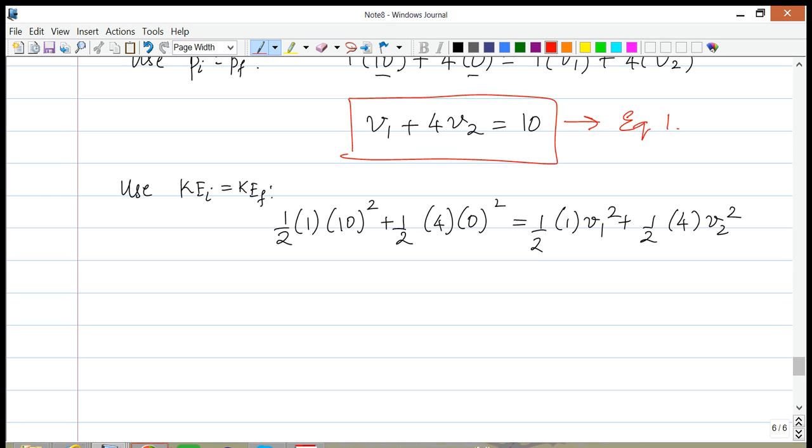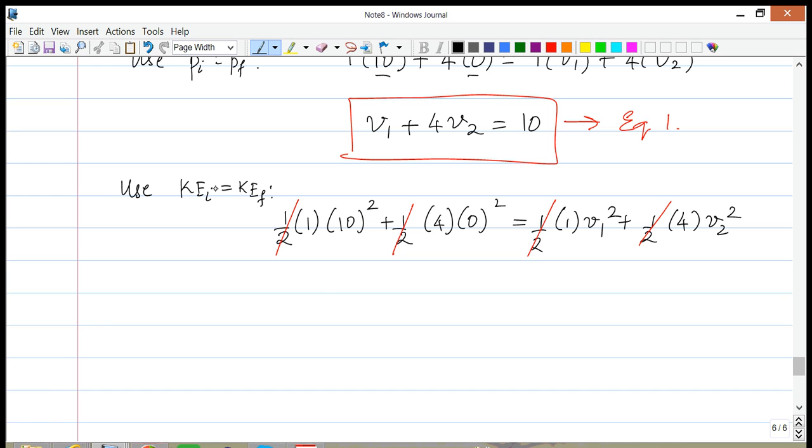It's always a good idea to get rid of things if you can. For instance, in this case, you see everything has a factor of half in front of it. We can multiply everything by 2 and get rid of the halves. So let's do that. That's the first thing we do.